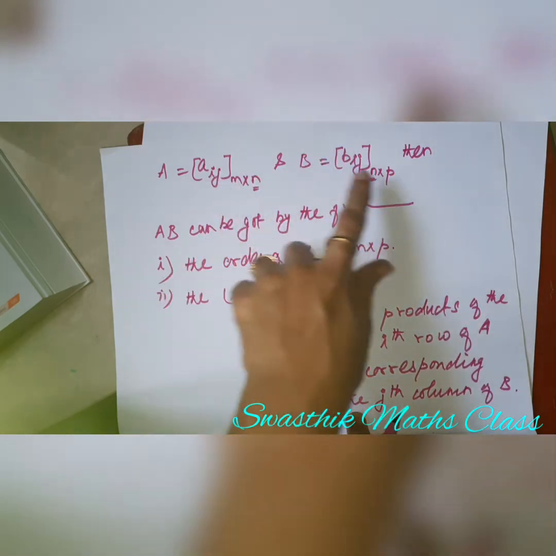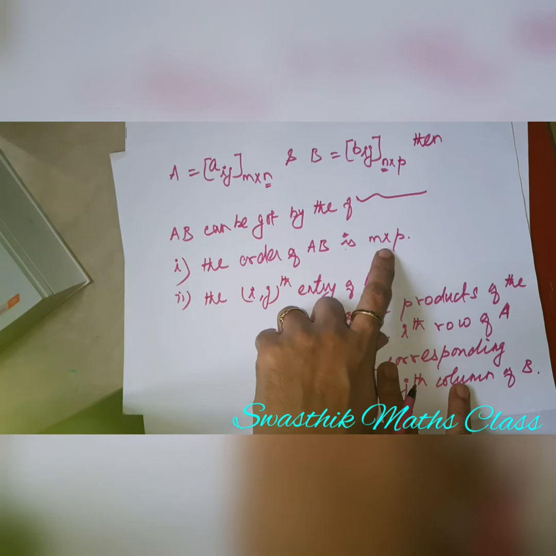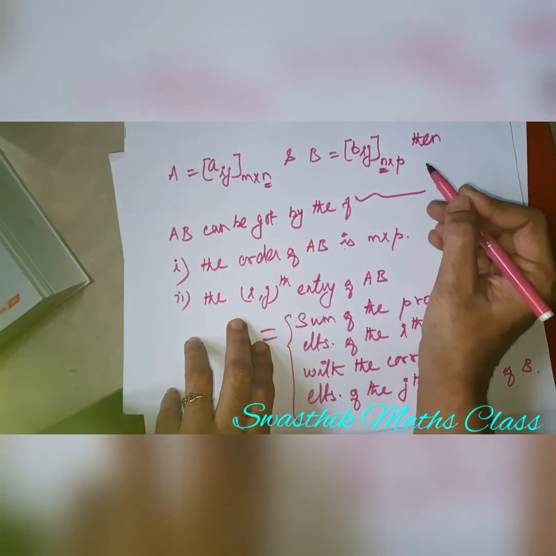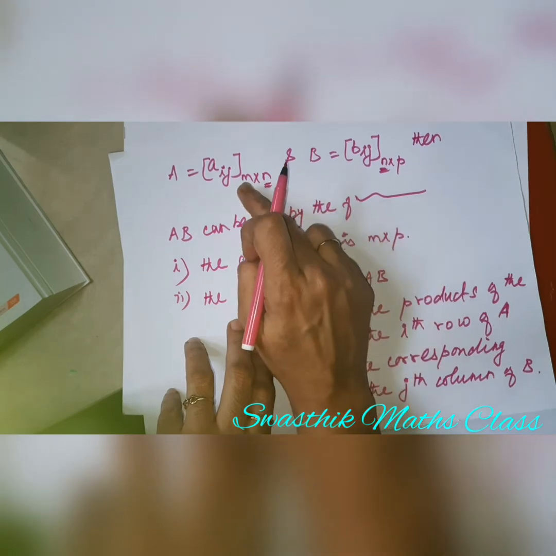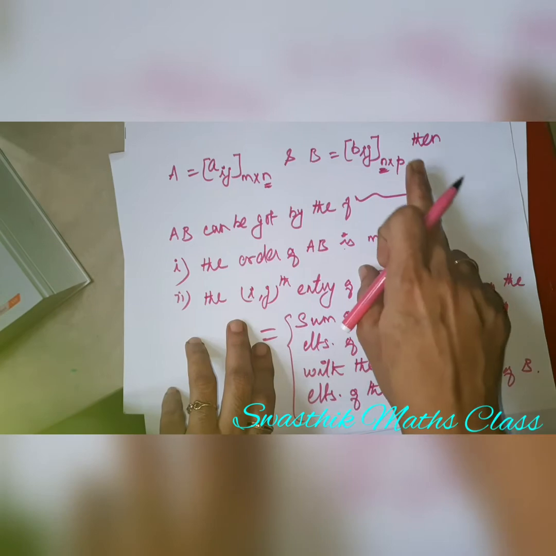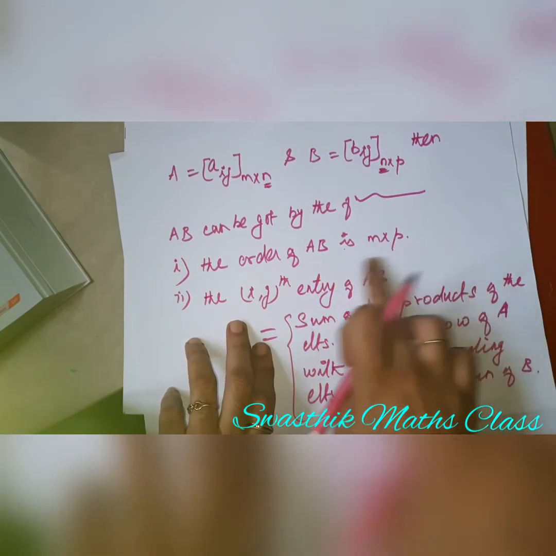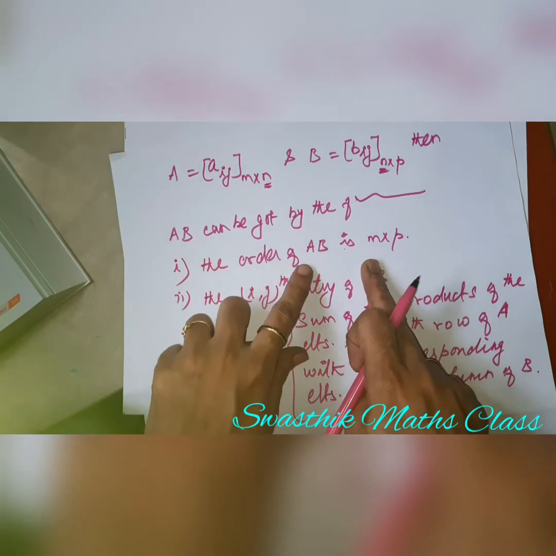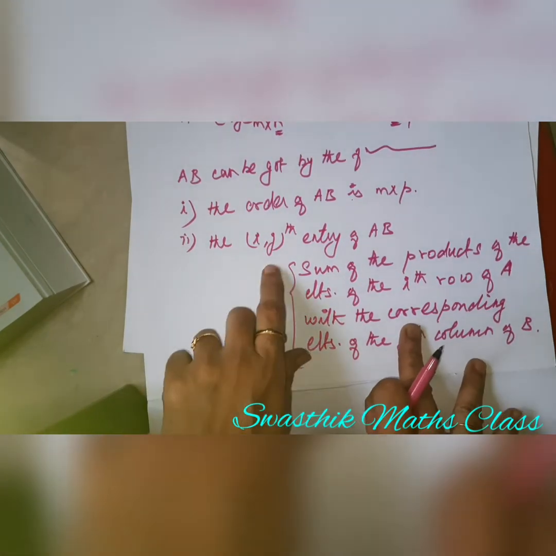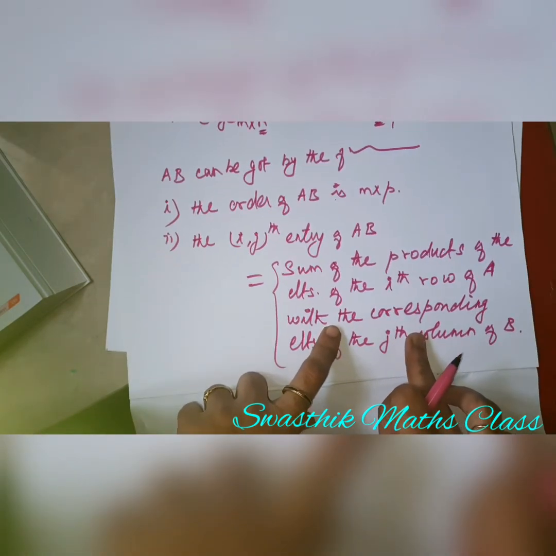Whenever this condition is satisfied, the new matrix AB will be of the order m by p, which means the common n will get cancelled and the remaining number of rows in AB will be m and the number of columns in AB will be p. So its order will be m by p, and for that m by p matrix, each entry should be calculated by this formula. What is the formula given here?